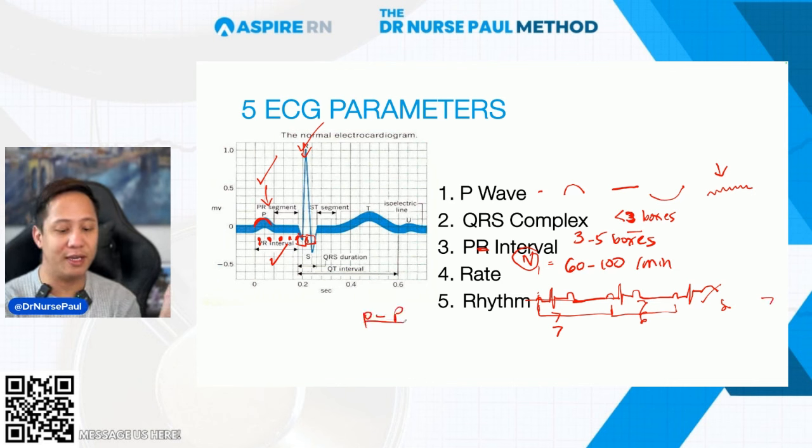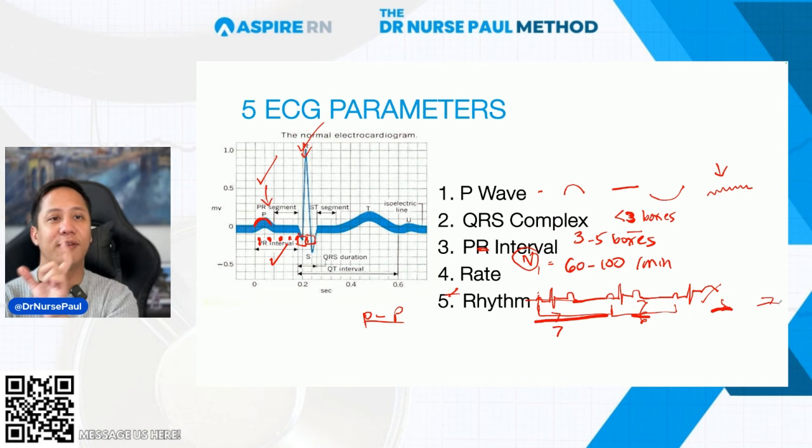P to P is atrial rhythm. You're checking about rhythm, regularity or irregular. That's irregular. 7, 6, 8, 7. It should be same number, same amount of boxes.